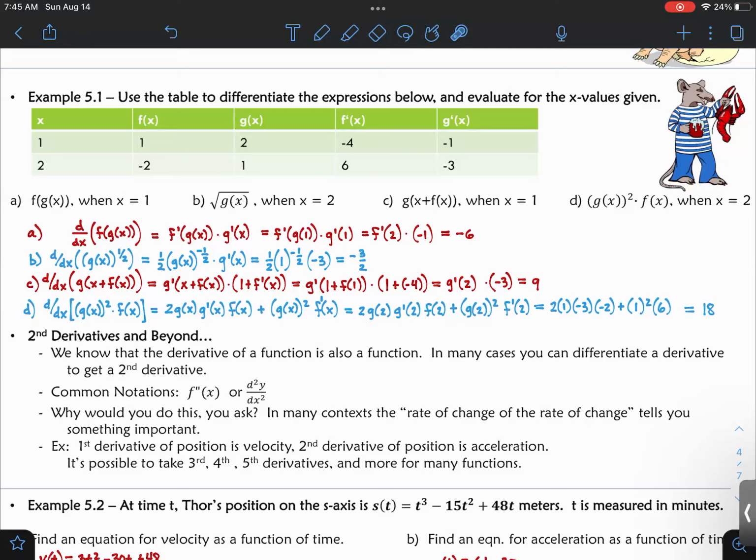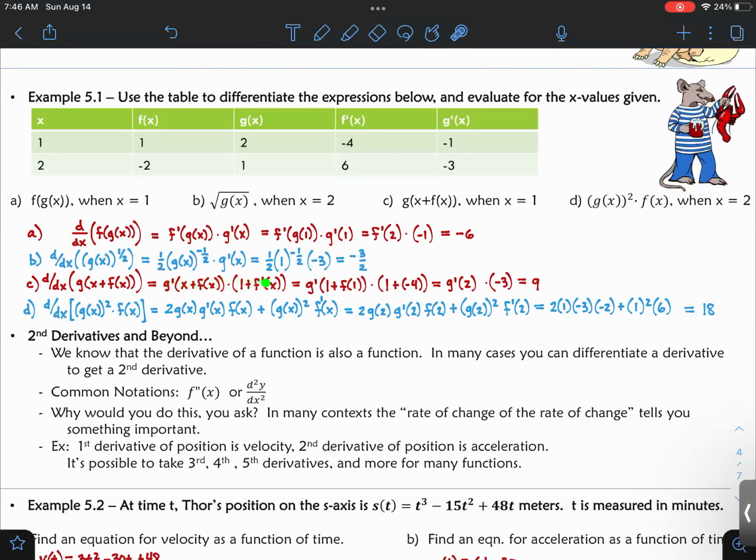Part C, careful here. This is not g of x plus f of x. If you look closely, it's g of the quantity x plus f of x. Okay. So to take the derivative of that, I'm going to go with g prime of that entire inside portion, x plus f of x, multiplied by the derivative of x plus f of x. And of course, the derivative of the x is just 1. The derivative of f of x, we simply say f prime for now.